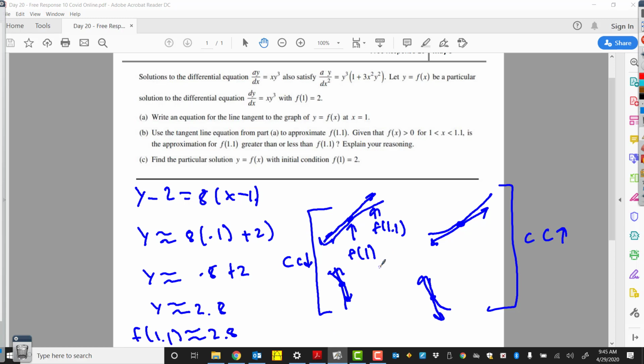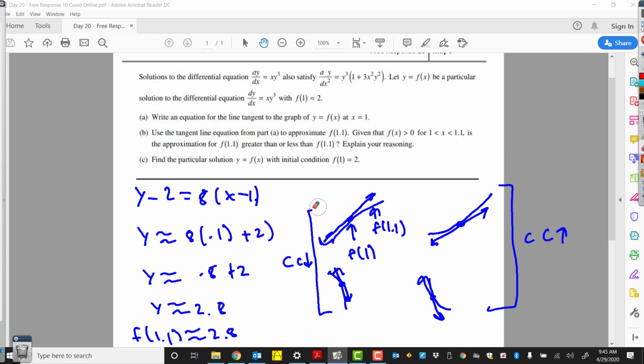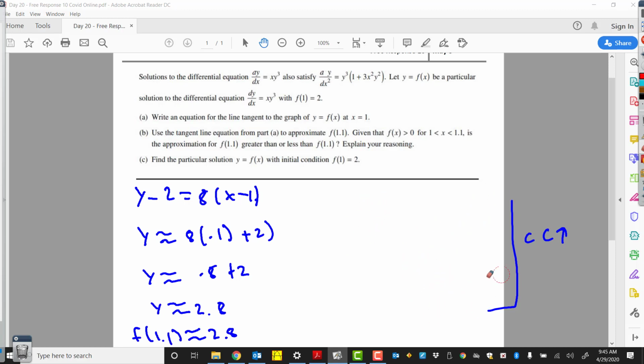So that tells us if we figure out whether the function is concave down or concave up at f of 1, we're going to be able to figure out whether it's an over approximation or under approximation. In other words, is our approximation greater than or less than actual f of 1.1. So all we have to do is figure out whether it is a concave up or concave down function. Well, that's where they give us this one piece of information that is only used for this part.